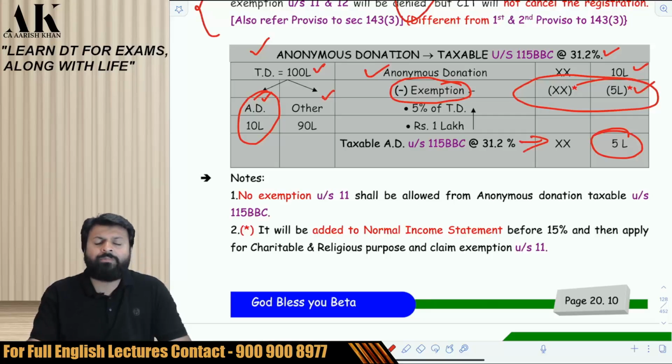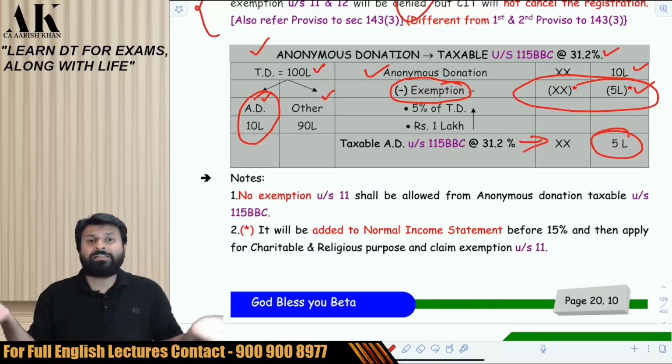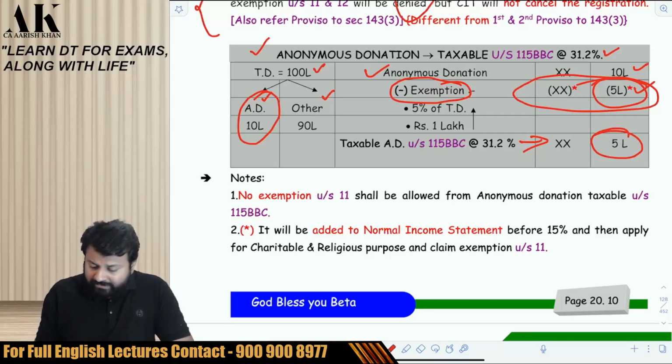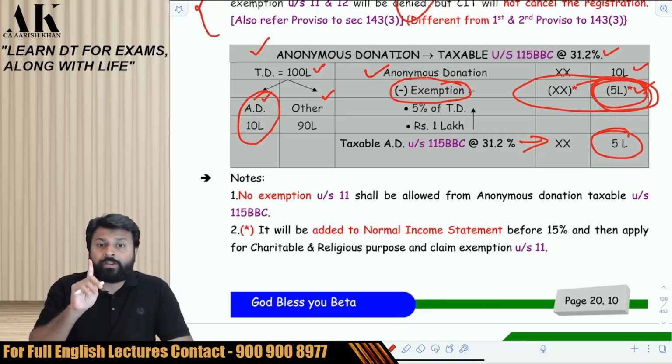Now on this 5 lakh, you will pay 30% tax plus surcharge if applicable plus cess always of 4%. Now what will be the fate of this 5 lakh which is getting exempt over here? Listen carefully. The fate of this 5 lakh will be as follows. This is exempt over here. Okay, now do not ignore it completely.